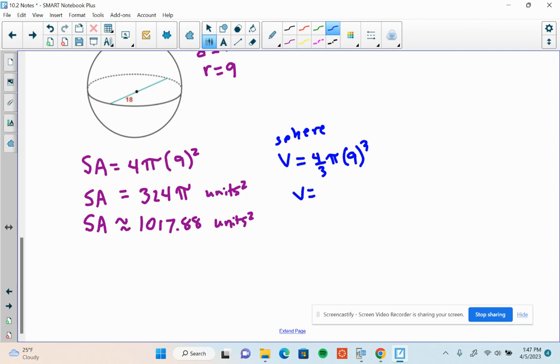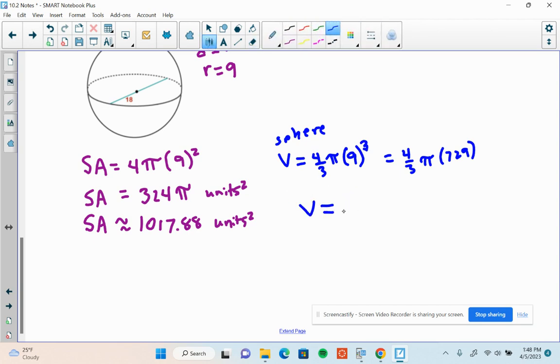9 cubed. Well, 9 definitely has a 3 in it, so I can divide a 3 out of that. But I have to do the cubing first. Remember, order of operations. So I'm going to do 9 cubed, which is 729. I'm going to divide that by 3. That's 243. I mean, whatever you need to do here. That's 729, that 9 cubed. I can divide by the 3 because, well, the 3 is in the denominator. 729 divided by 3 is 243. And multiply that by 4. It's 972 pi. No denominator left because the 3 divided evenly.